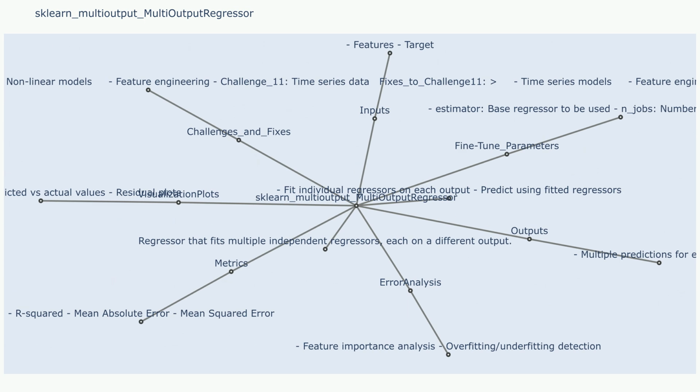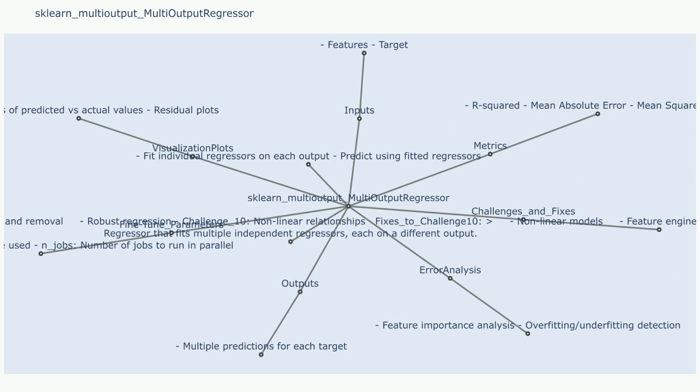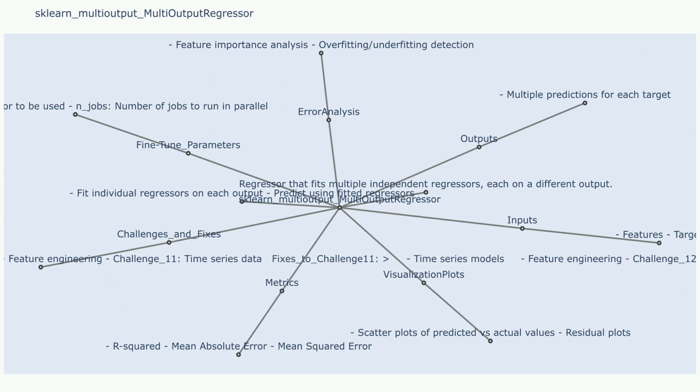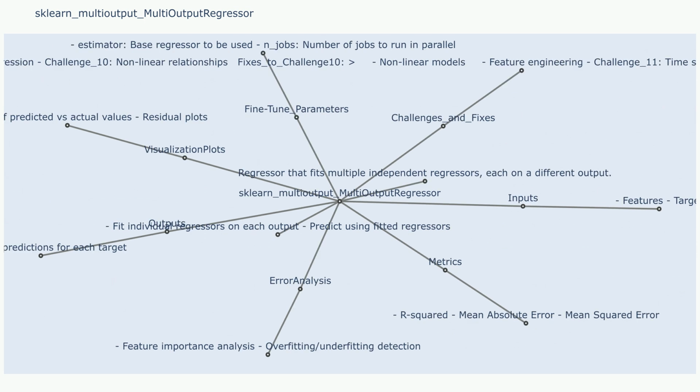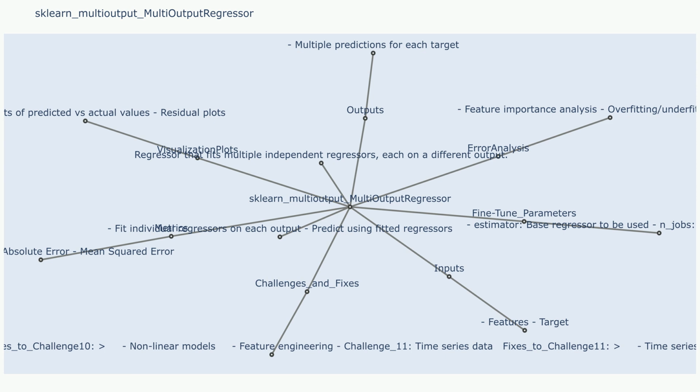R squared, mean squared error MSE, mean absolute error MAE, root mean squared error RMSE, scatter plots, residual plots, prediction error distribution plots. The parameters of the base estimator can be fine-tuned to improve the performance of a multi-output regressor model. For example, the number of trees in a random forest or the depth of the tree in a decision tree can be adjusted. The n_jobs parameter can be adjusted to specify the number of cores to use for parallel processing. Setting this to -1 will use all available cores.